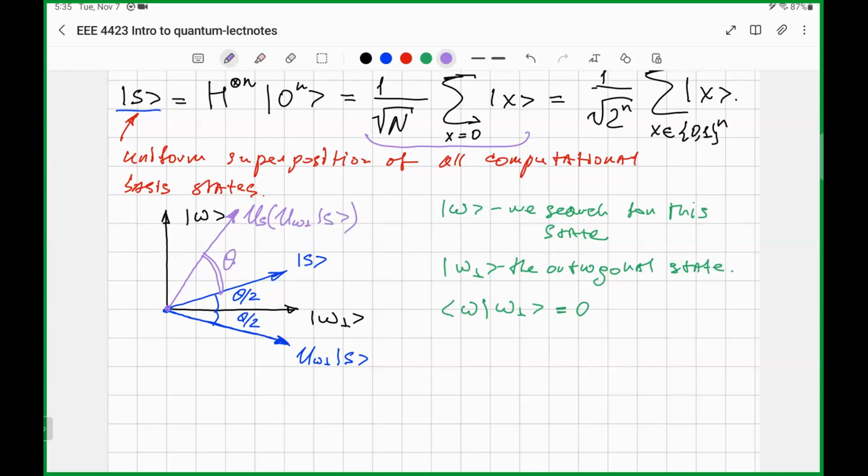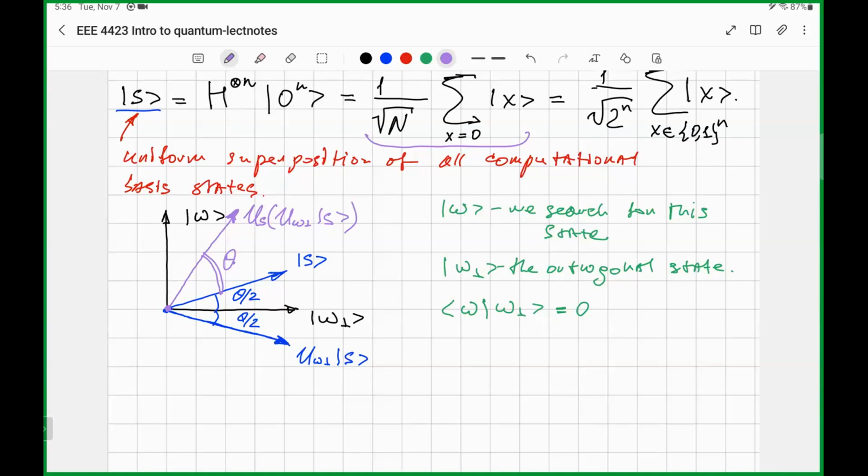Okay, so it's a state of new vector, and we notice that after these two reflections, first across the vector omega orthogonal, and then across the vector S, which is the uniform superposition of all possible computational basis states, we've got a new vector, this magenta color vector, which now lies closer to the state that we are searching for, the state we're after, this omega state.